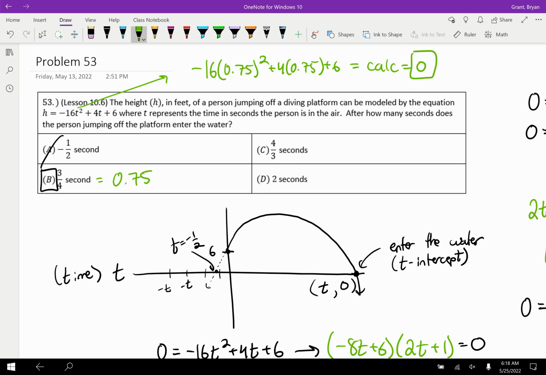So that is a really nice way to check your work at the end, right? If you have a little bit of extra time, take your answer, put it in for the x's or the t's, the inputs, and make sure you get the output that you were expecting. And in this case, you will.